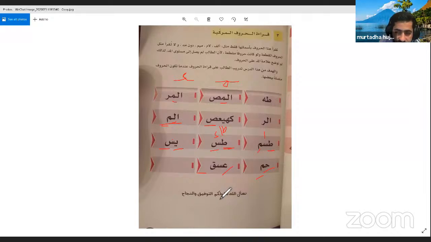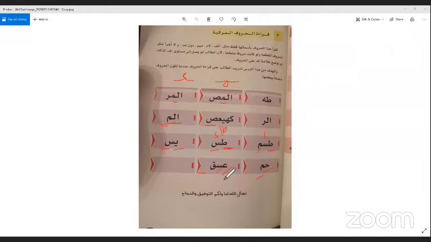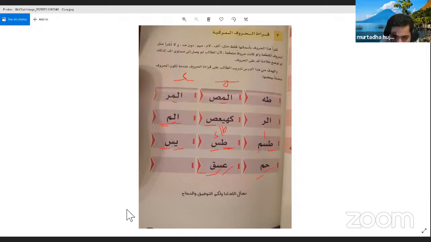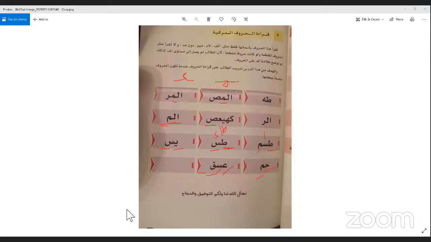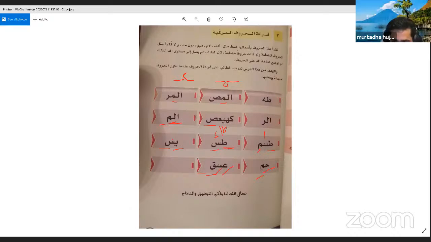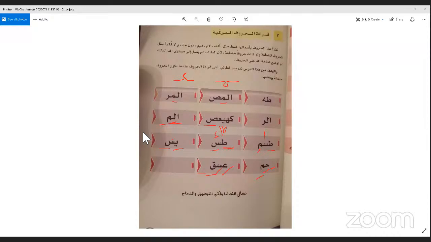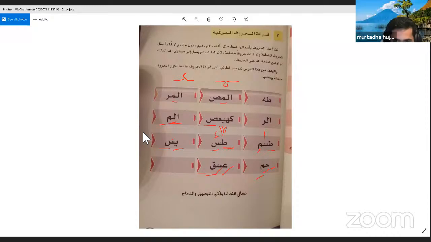Ain, Sin, Qaf. This is Qaf. This is not Sin. The middle one is Sin, no? But the last one is at the end. The last one is Qaf. Yes, Qaf.